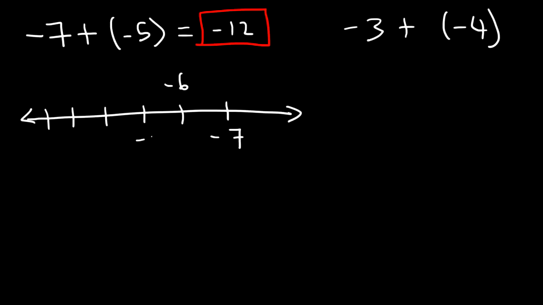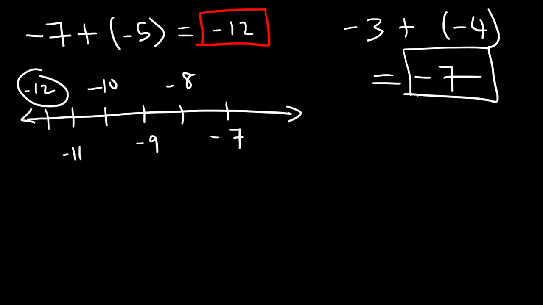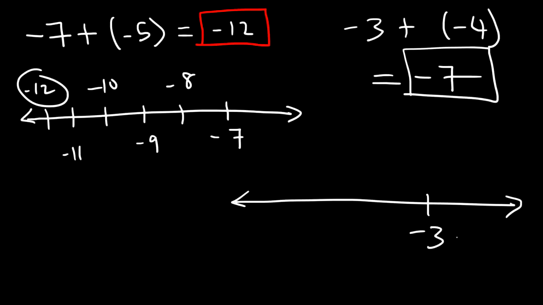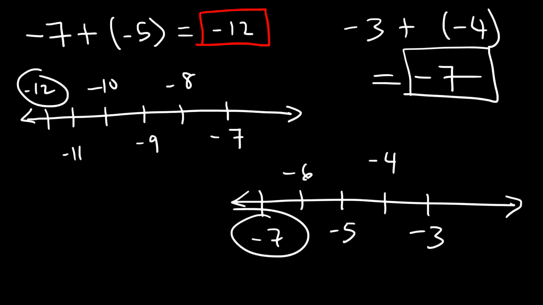This is negative 6, negative 5, negative 4. Actually, I take that back. To the left, the negative numbers should be getting bigger. This is negative 8, negative 9, negative 10, negative 11, negative 12. So that's our answer. Now, if 3 plus 4 is positive 7, negative 3 plus negative 4 is equal to negative 7. But now let's start with negative 3, and let's add negative 4 to it. So let's travel 4 units to the left. So this is negative 4, negative 5, negative 6, negative 7.